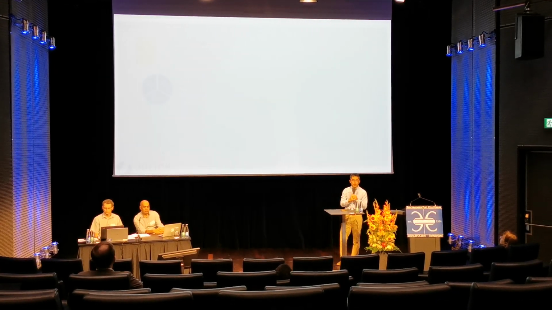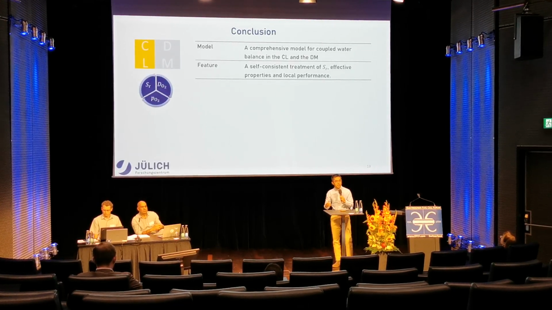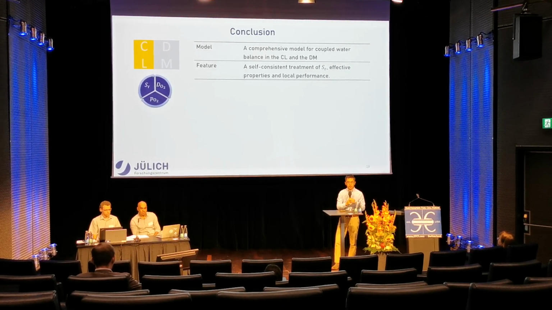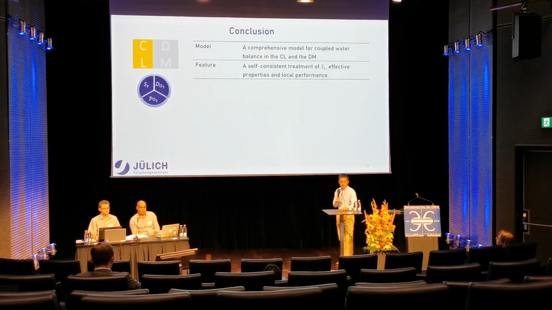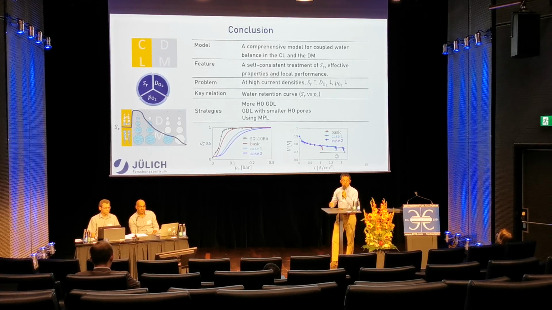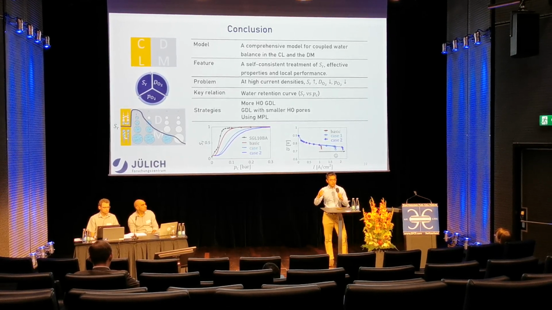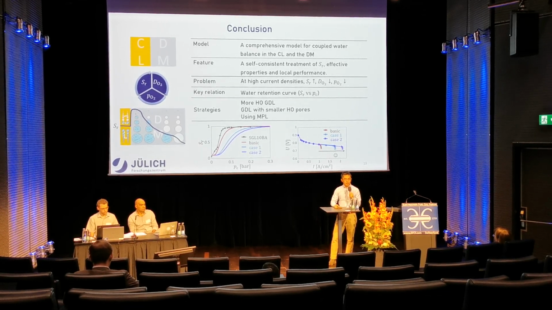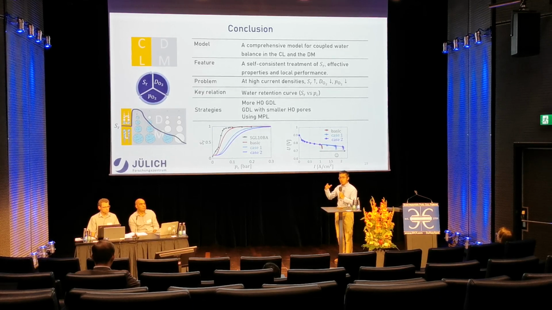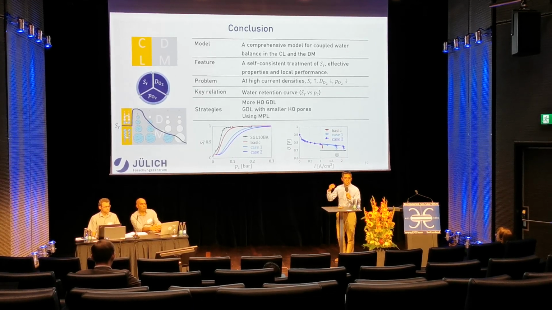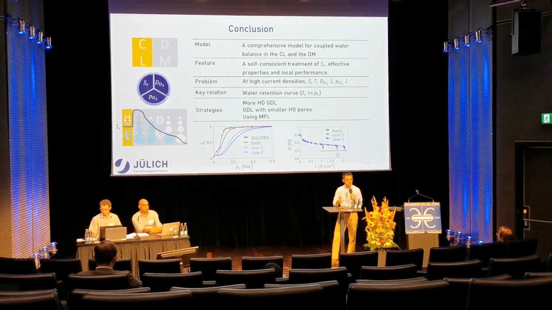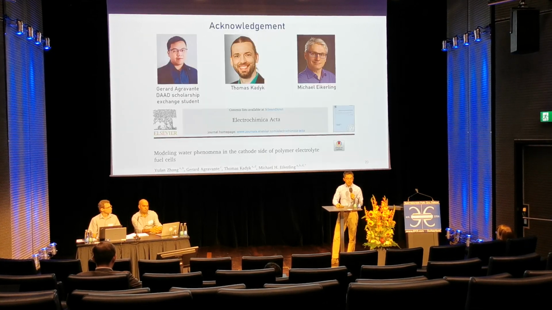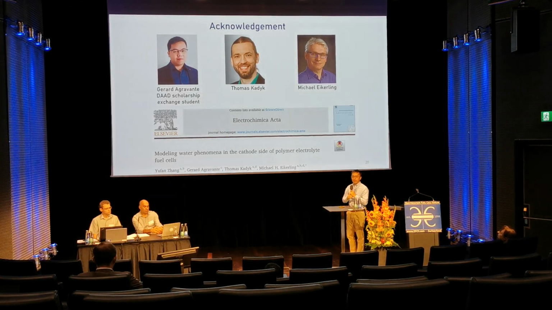So to sum up, in this talk we present a comprehensive water balance model for the cathode side. It has a self-consistent treatment of saturation, effective properties, and local reaction conditions. We reach a problem at high current densities, where the saturation forms a water layer, where the diffusivity and oxygen pressure decrease. We can utilize the water retention curve to propose mitigation strategies, including more hydrophobic GDL, GDL with smaller pores, and using MPL.